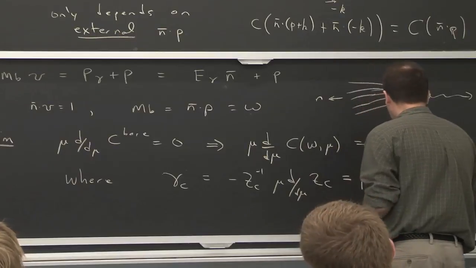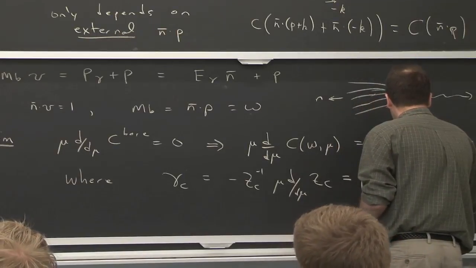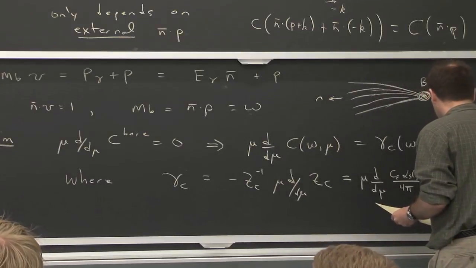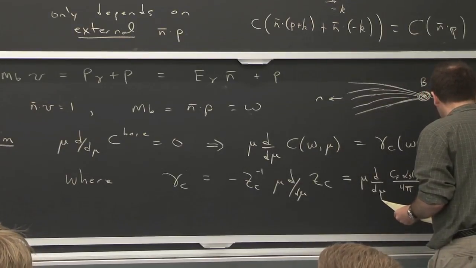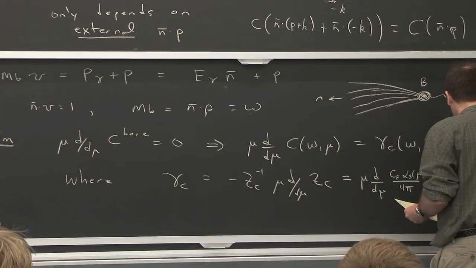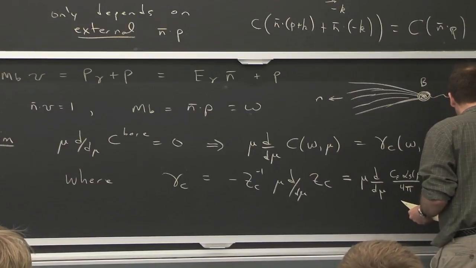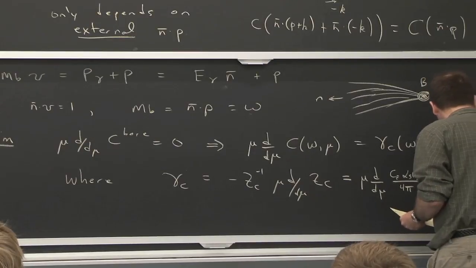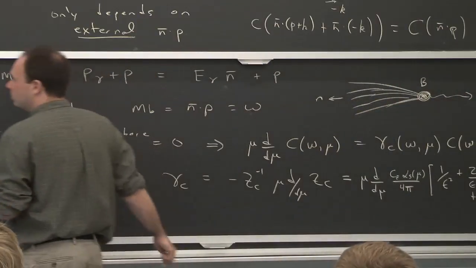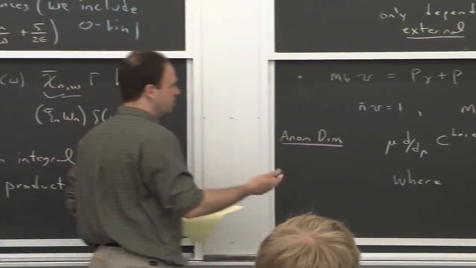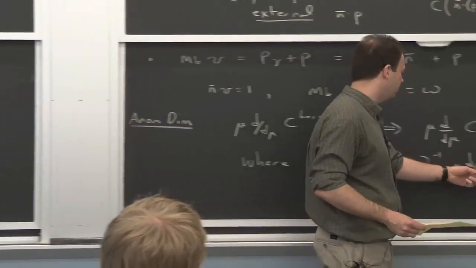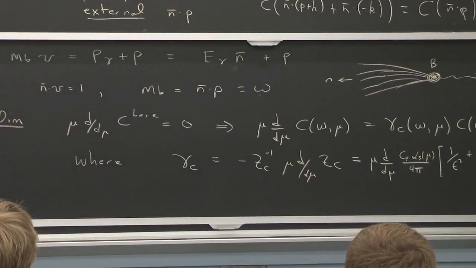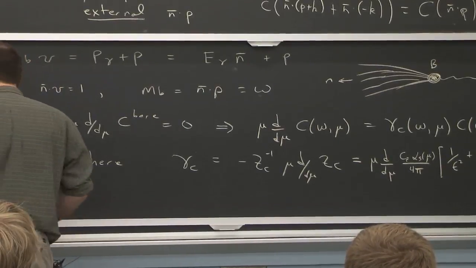Let me write it out. Okay, so the minus sign canceled the minus sign. The Z_C inverse is just 1. And then I have mu d by d mu of the rest of the stuff, which includes both the alpha and the log mu over omega.